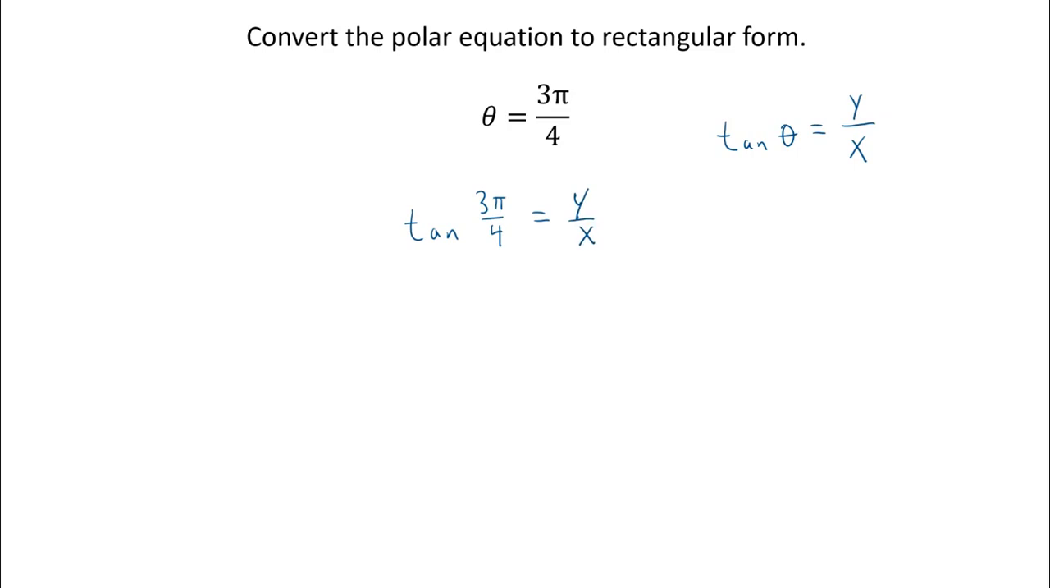And the tangent of 3 pi over 4 is -1. So we have -1 is equal to y over x. And then multiplying both sides of this equation by x gives us -x equals y. So this equation in rectangular form is y equals -x, or -x equals y.